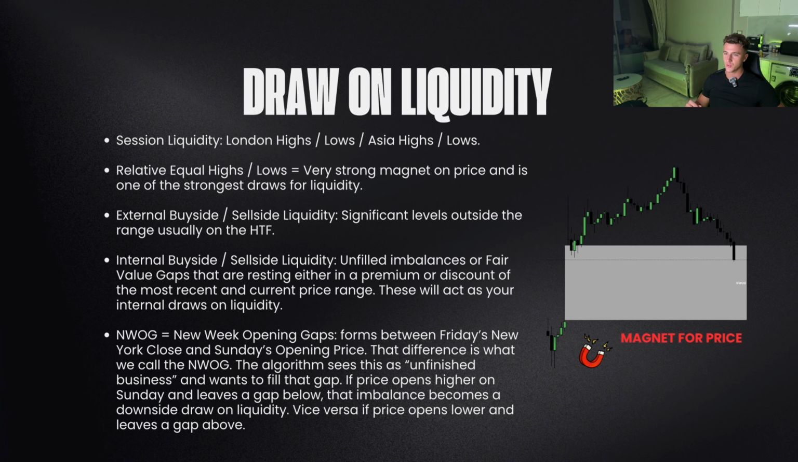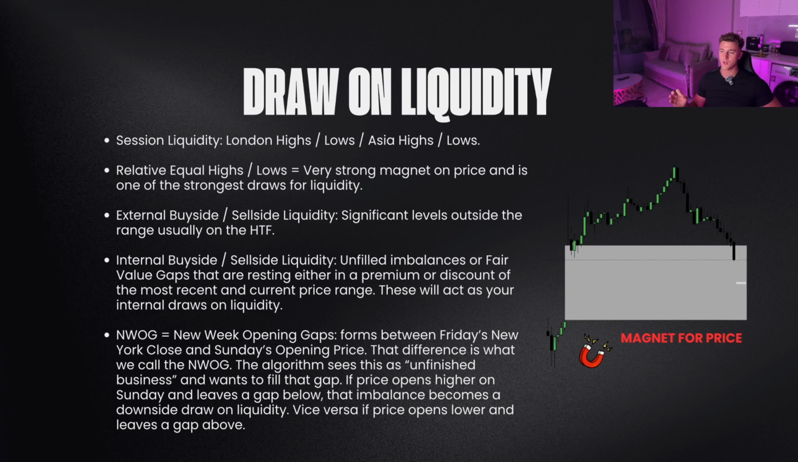Now, the final draw on liquidity and also the strongest draw on liquidity is going to be the new week opening gap, okay? Whenever we have one of these form, it usually tends to act as a magnet for price very well. So it's Friday's New York close and Sunday's opening price. That difference is what we call the new week opening gap. So the algorithm sees this as unfinished business and wants to fill that gap.